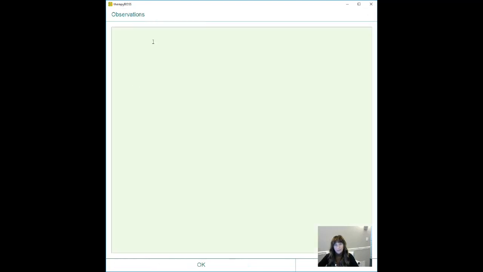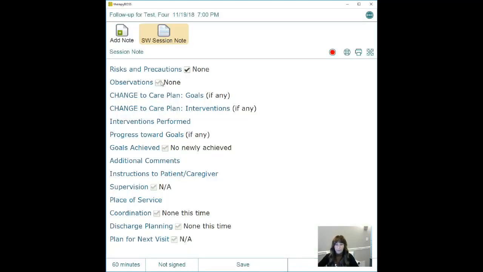Observations. Did you have anything specific that you observed right when you came in? Was the client agitated? Was something going on that was a problem? No? No problem. Let's click none. Was there a change to the care plan? Did you add a goal? Did you change anything? Did you take off an intervention or did you change a goal? If not, leave those empty. They say, if any, you do not have to utilize them.